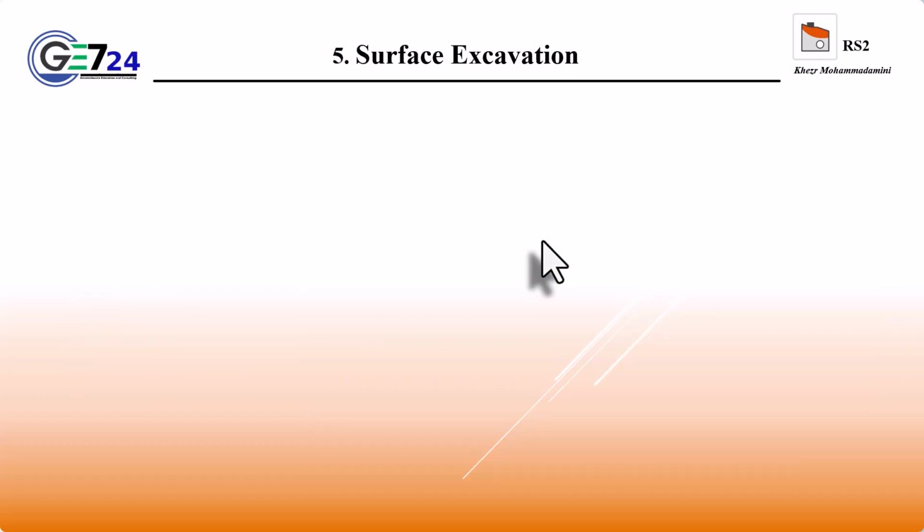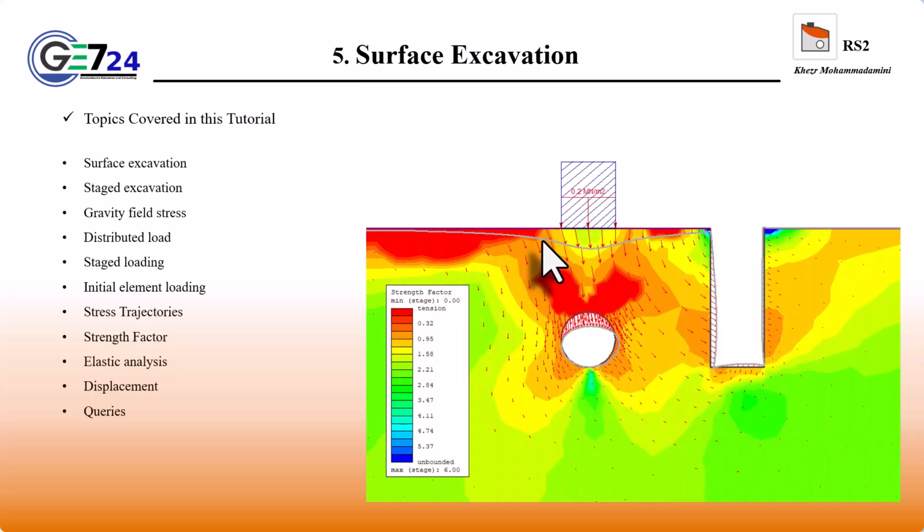And for chapter 5, we have surface excavation. That covers surface excavations, meaning the staged excavation, also gravity field stress, distributed load, and stage loading if we have staged loading on the surface, and also staged excavation like deep excavation in two or three or more than one stage.